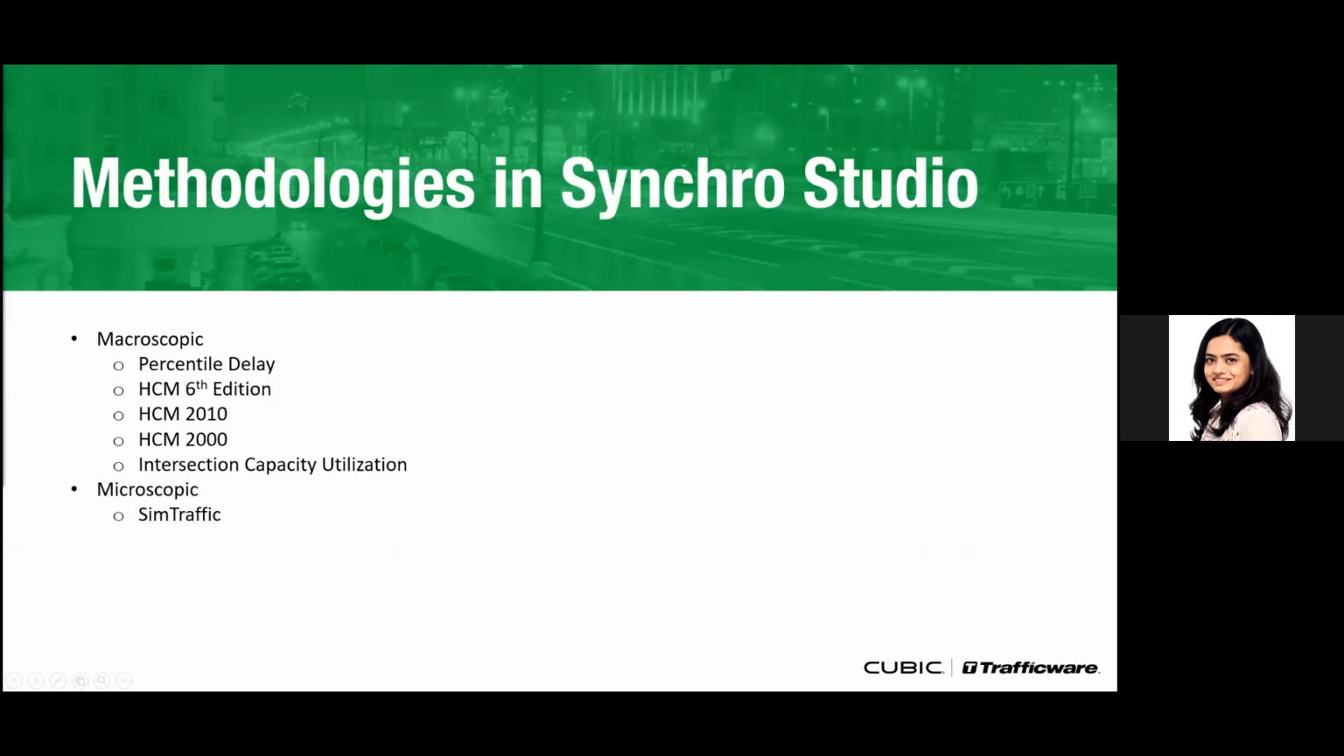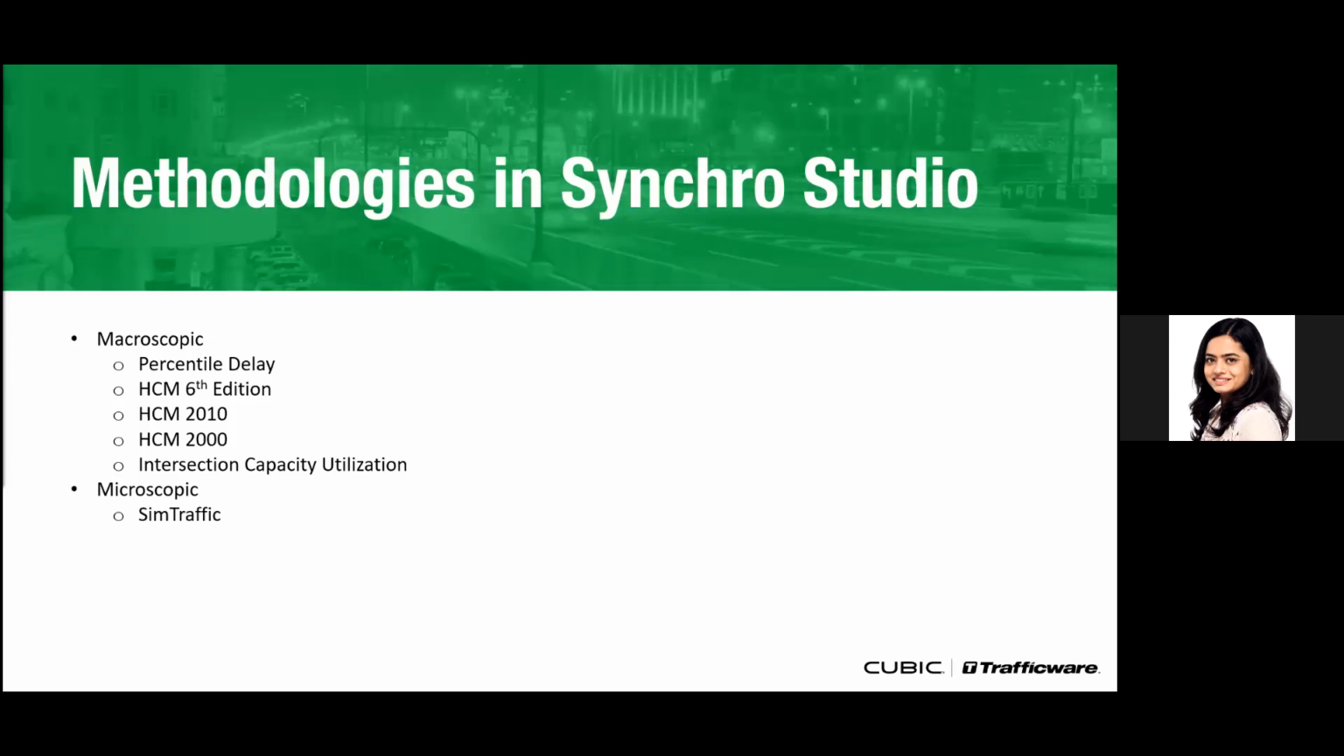I'll skip it. Next is the methodologies, right? In one of my previous slides, I mentioned that Synchro has different methodologies. Synchro is a deterministic tool and SimTraffic is a simulation tool. I already mentioned that. Now under Synchro, there are different methodologies and all those methods are macroscopic models, right? We have the percentile delay method, HCM 6th edition, 2010, 2000, and intersection capacity utilization. Each of these methodologies is macroscopic, which uses equations to determine the measures of effectiveness, such as delays, level of service, queue length, and so on.